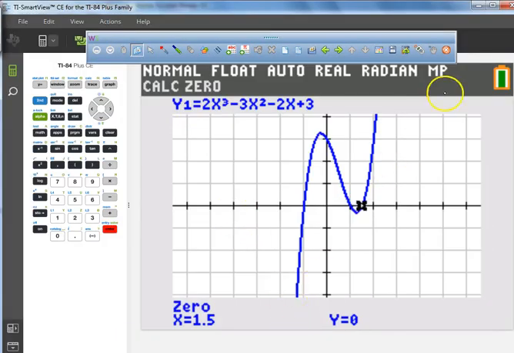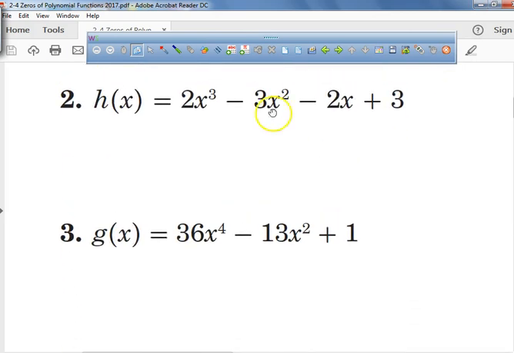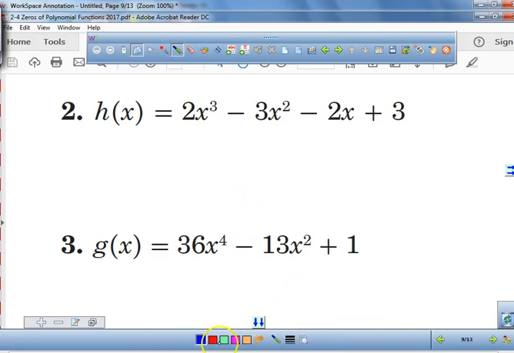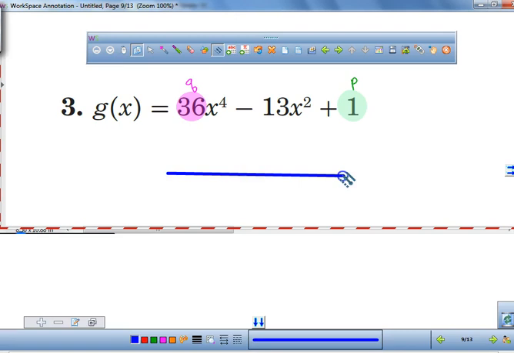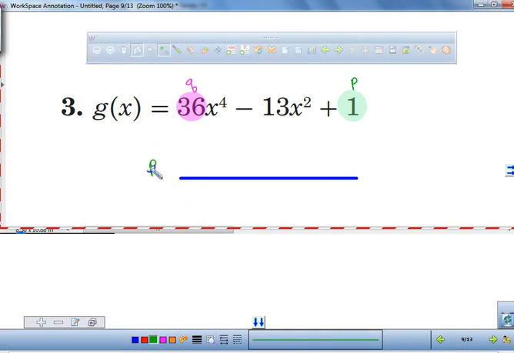All right. Number 3. It's a little bit easier. It's a little bit tricky. It's easy because what is our p-value? 1. It's tricky because what's our q-value? So right now, I'm not going to list all the possible factors. I'm just going to list them. Okay? So right now, what I'm going to do is I'm going to put p over q. When I write the letter p, I want you to think all of the factors of p. If I write the letter q, I want you to think all of the possible factors of q.